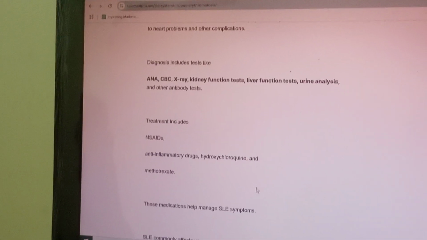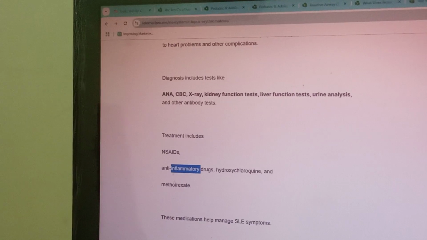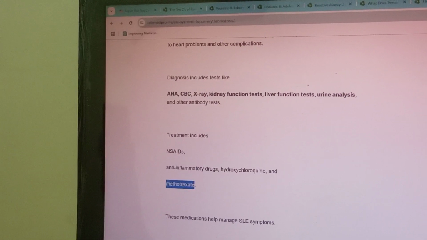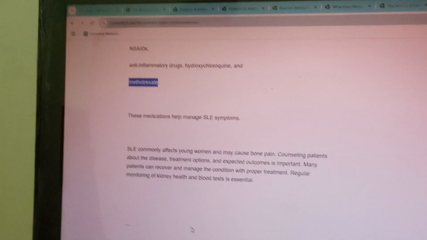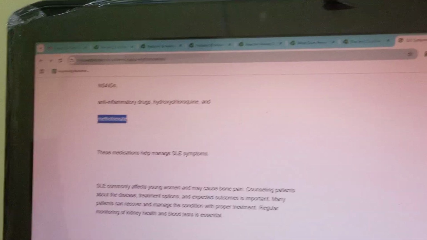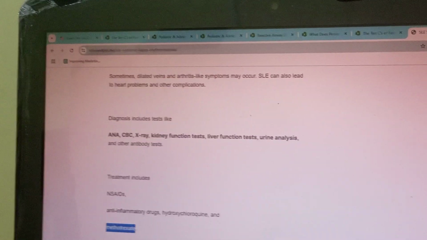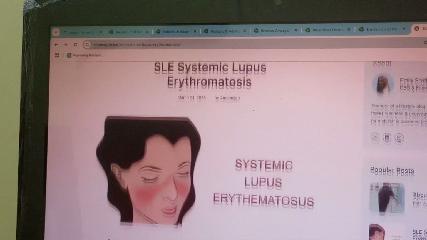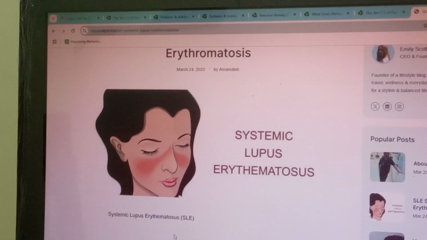How can we treat the condition? For treatment, we have to give NSAIDs, anti-inflammatory drugs like hydroxychloroquine and methotrexate, sometimes medications to treat the symptoms of systemic lupus erythematosus. And we have to counsel the patient about the disease, and we have to tell the patient about the outcomes and give certain medication knowledge to the patient in order to treat this disease in the proper manner. So in this way we can treat the condition known as systemic lupus erythematosus.